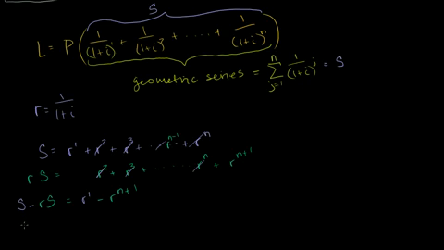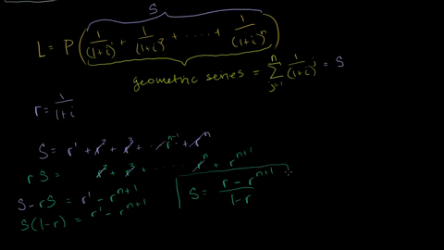Now factor out an s. You get s times 1 minus r. All I did is factor out the s, which is equal to r to the first power minus r to the n plus 1. And now if you divide both sides by 1 minus r, you get your sum. Your sum is equal to r, I don't have to write r to the first, r minus r to the n plus 1 over 1 minus r. That's what our sum is equal to, where we defined our r in this way.